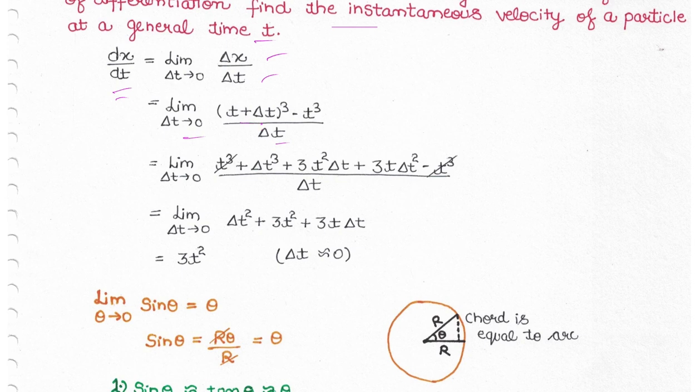We can expand (a + b)³ as this. So t³ plus delta t³ plus 3t² delta t plus 3t delta t² minus t³ by delta t. If you add and subtract, we have the limit as delta t tends to 0 of delta t² plus 3t delta t plus 3t². As you know, delta t tends to 0, a very small thing, so you can write dx by dt is equal to 3t².